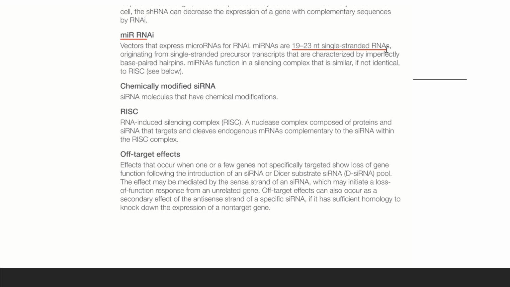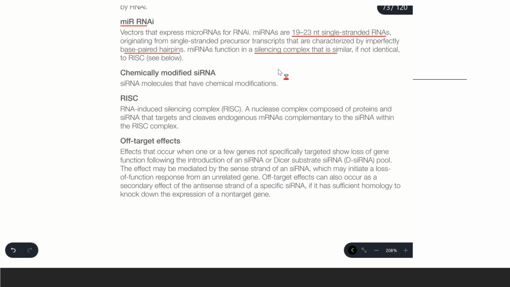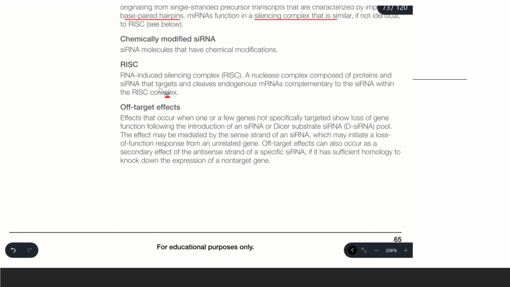They're single-stranded RNAs, and they originate from single-stranded precursor transcripts that are characterized by imperfectly base-paired hairpins. They function in the silencing complex that is similar but not identical to RISC. Chemically modified silencing RNA: silencing RNA molecules that have chemical modifications.